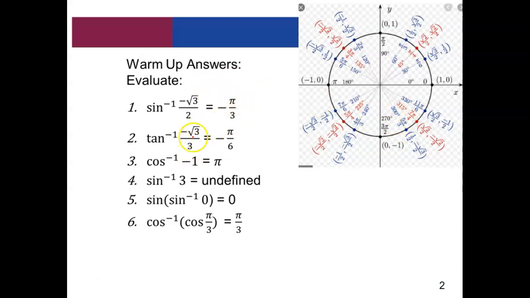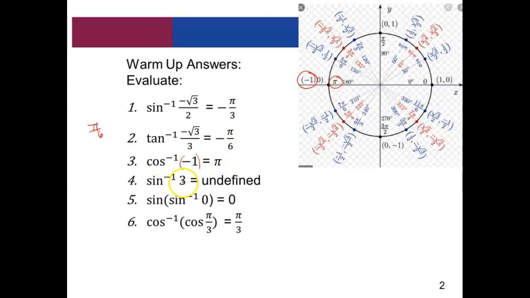Tangent is negative square root of 3 over 3 for the pi over 6's, and it's going to be negative in the fourth quadrant, so instead of 11 pi over 6, we're going to write it as negative pi over 6. For inverse cosine of -1, cosine is -1 here, so our answer is going to be pi.